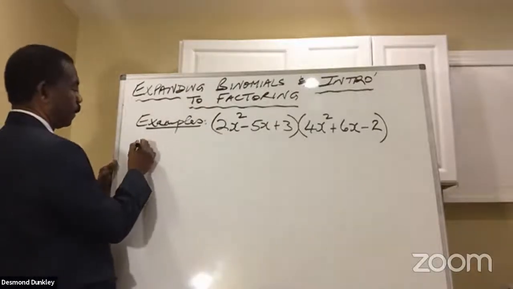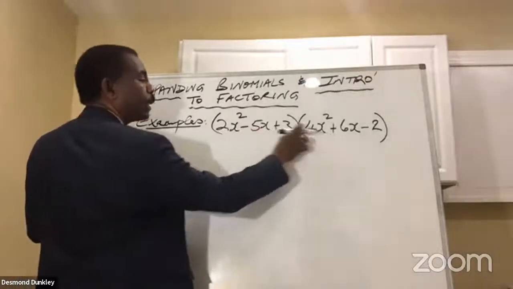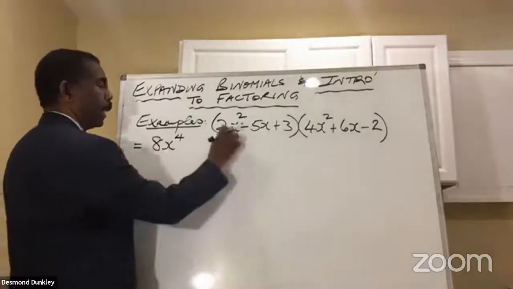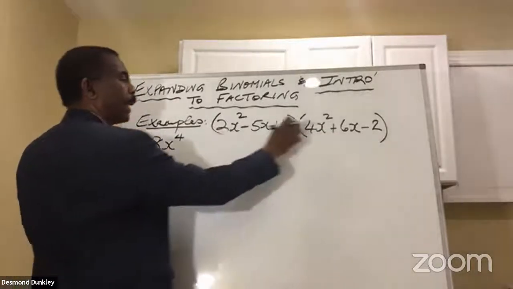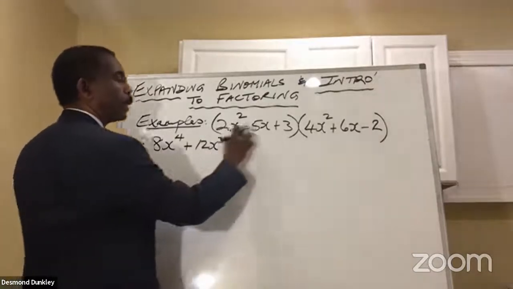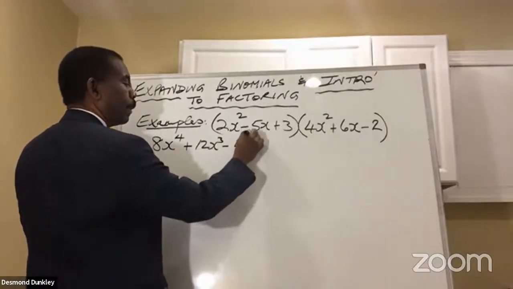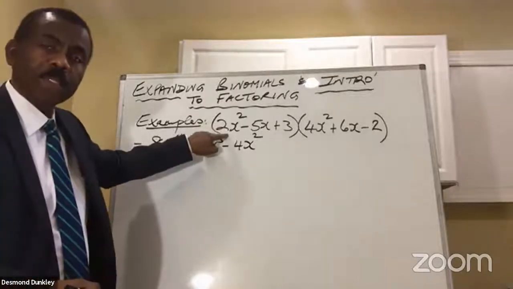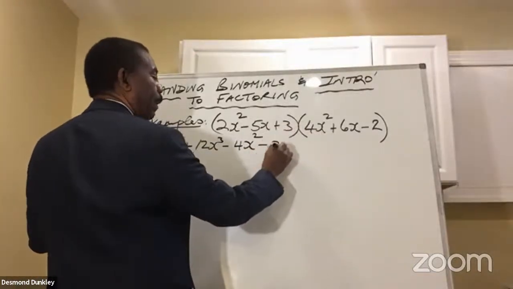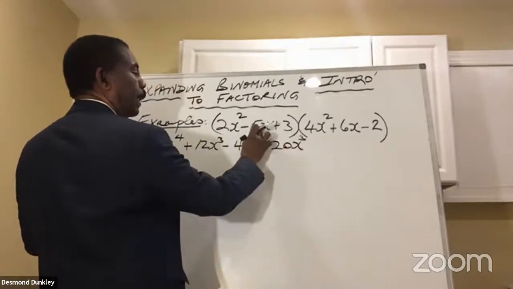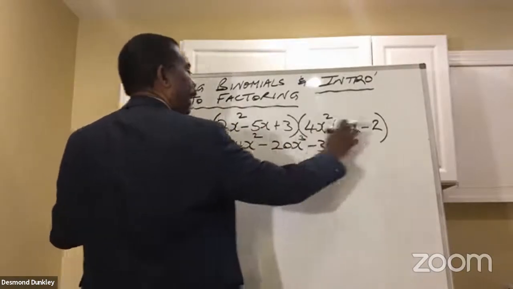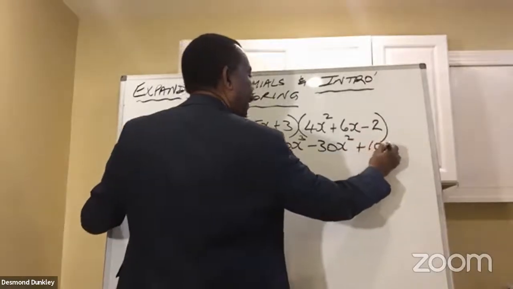So here we go. 2x squared times 4x squared is 8x to the 4th. 2 times 4, 8. x squared times x squared, x to the 4th. 2x squared times 6x is plus 12x cubed. 2x squared times negative 2 is negative 4x squared. So now I'm finished with the 2x squared. I'm going to go to the negative 5x. Negative 5x times 4x squared is negative 20x to the 3rd. Negative 5x times positive 6 is negative 30x squared. Negative 5x times negative 2 is positive 10x.